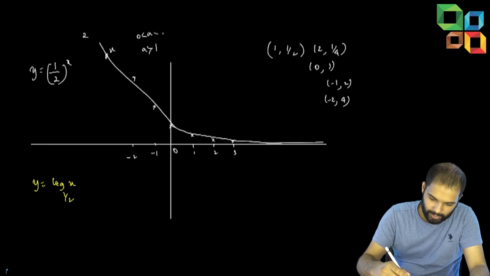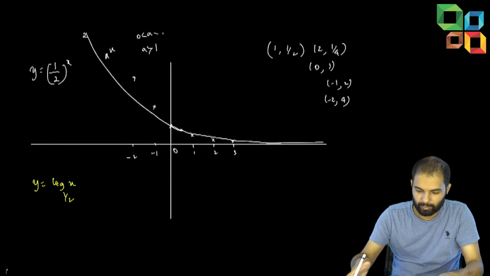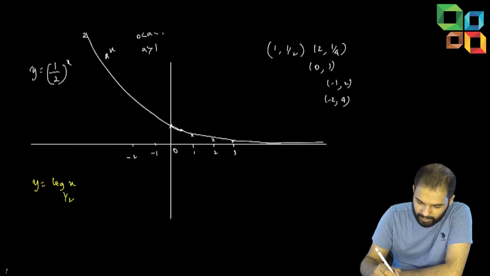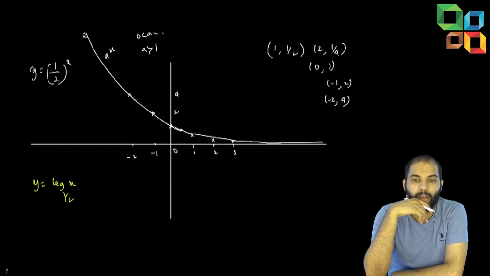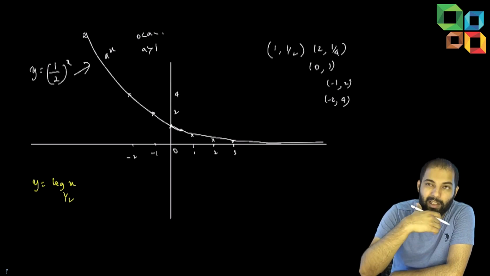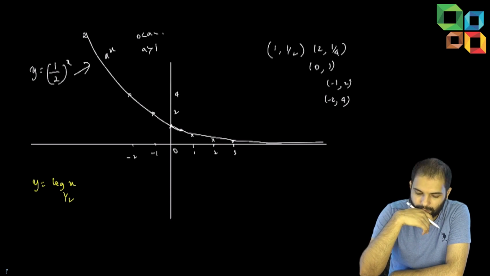Let me just draw the curve and I'll mark those points properly. This is 1, this is minus 1, and this is supposed to be 2. Just assume this is 2 and this is 4. I think this is the graph we're going to get for half power x. I hope everybody could figure this out, right?